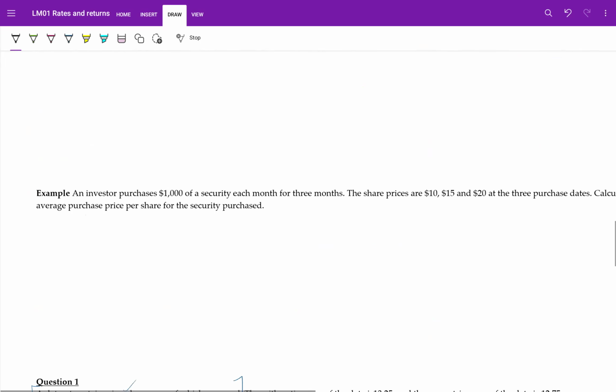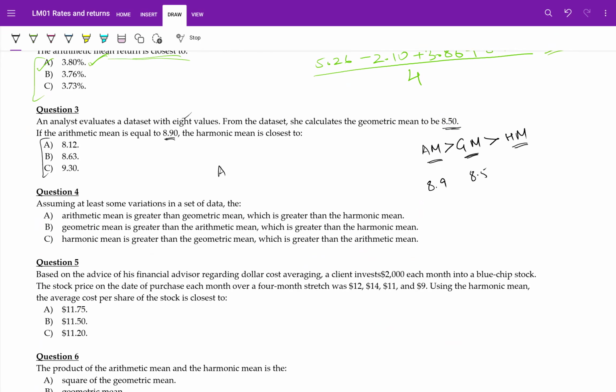So arithmetic mean, when we multiply it with harmonic mean, the value is equal to the square of the geometric mean. So now we have the geometric mean with us, and we have the arithmetic mean with us. What we are going to do is simply plug these numbers into the equation. So 8.5 whole square, if we divide it by the arithmetic mean 8.9, this is going to give us our harmonic mean.